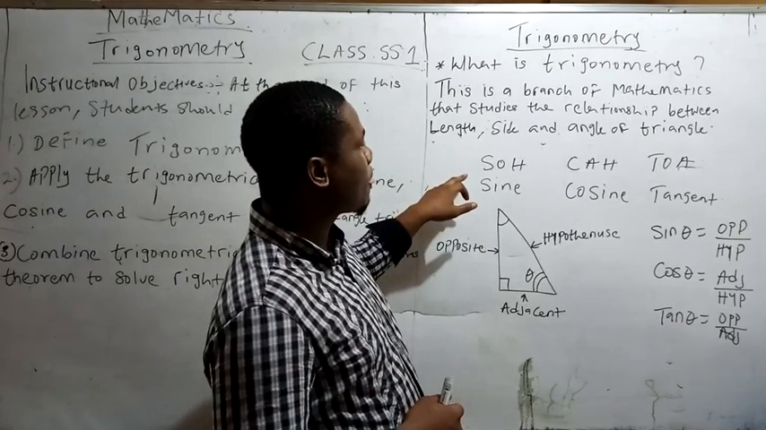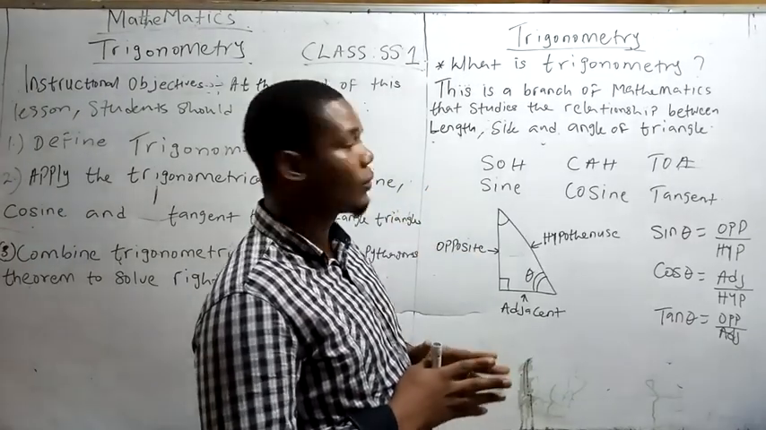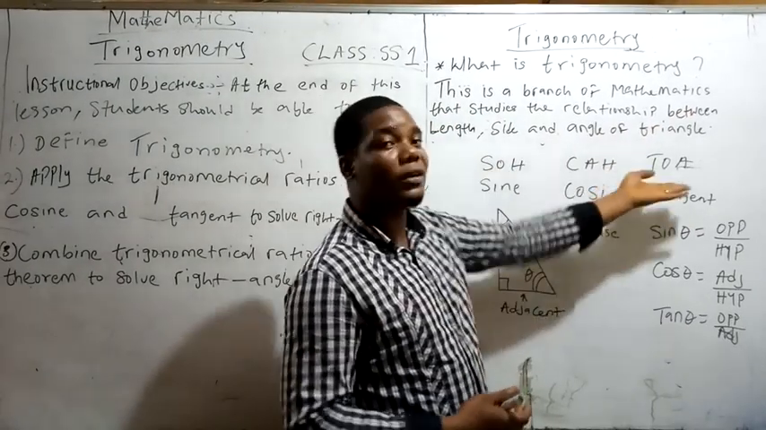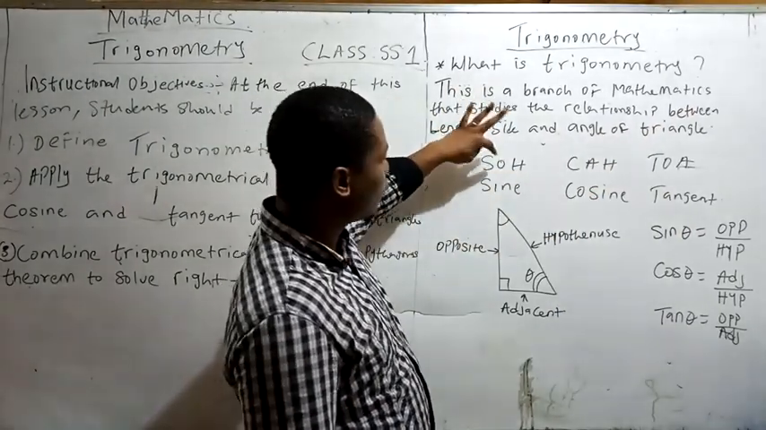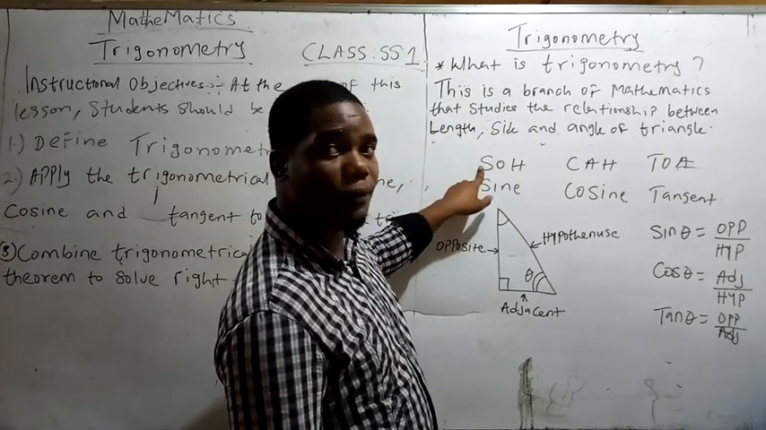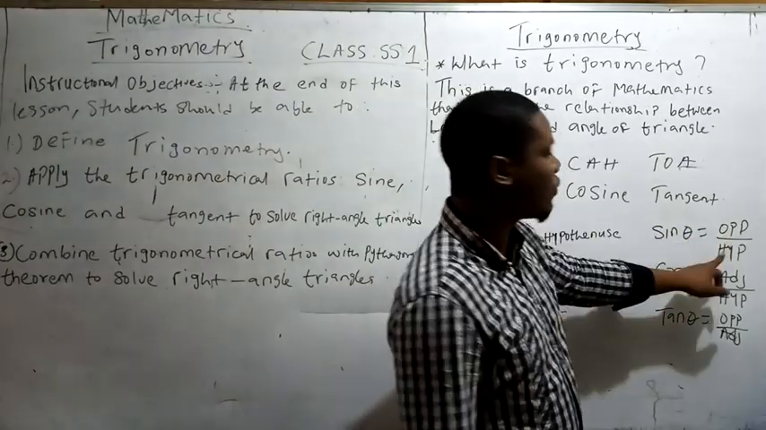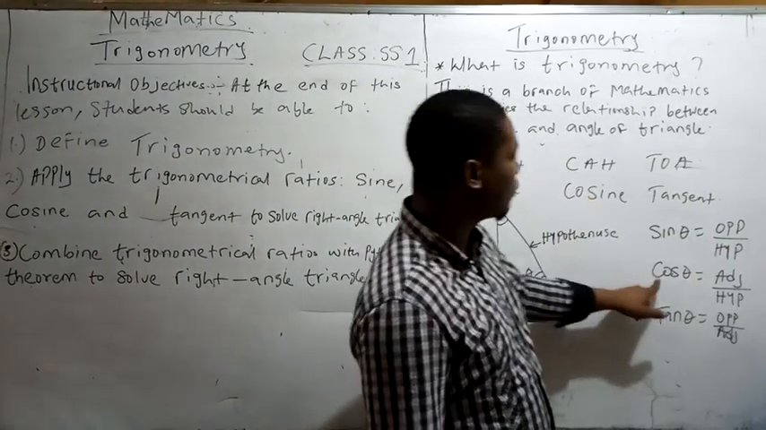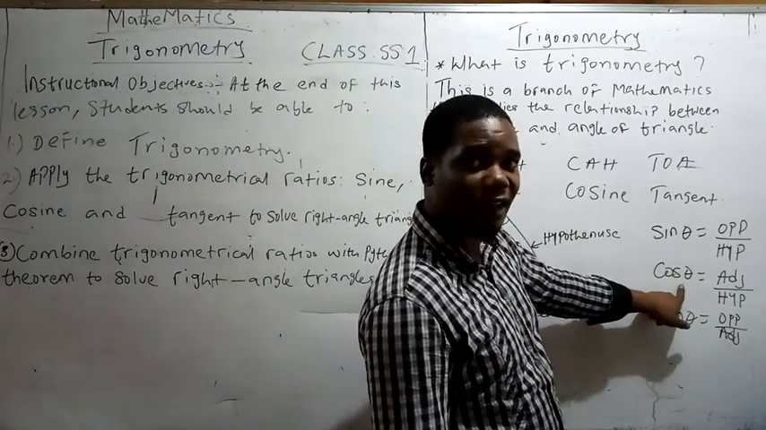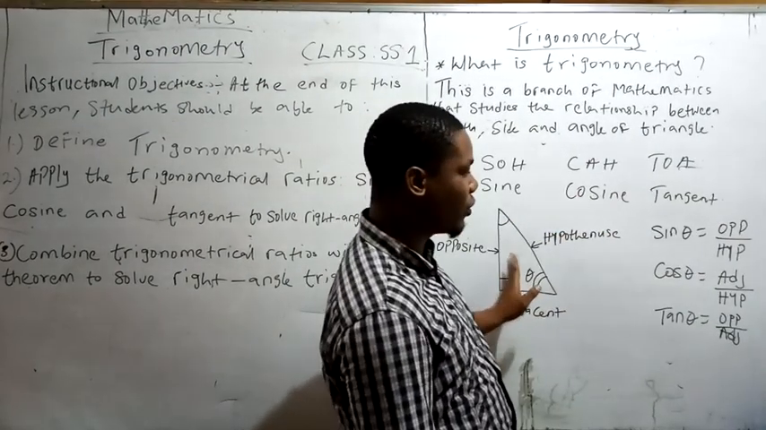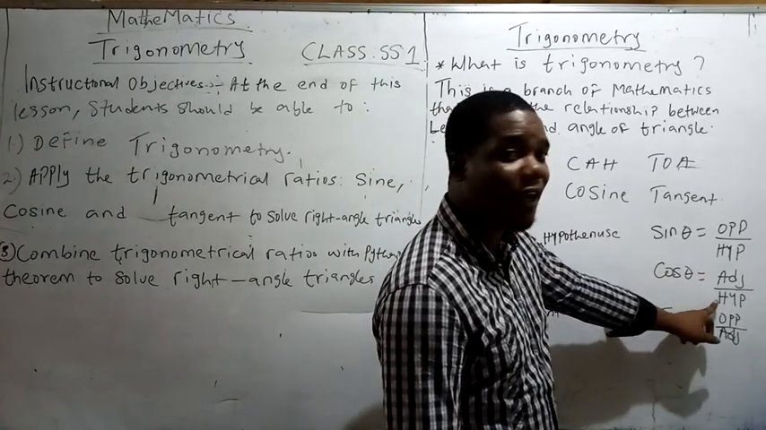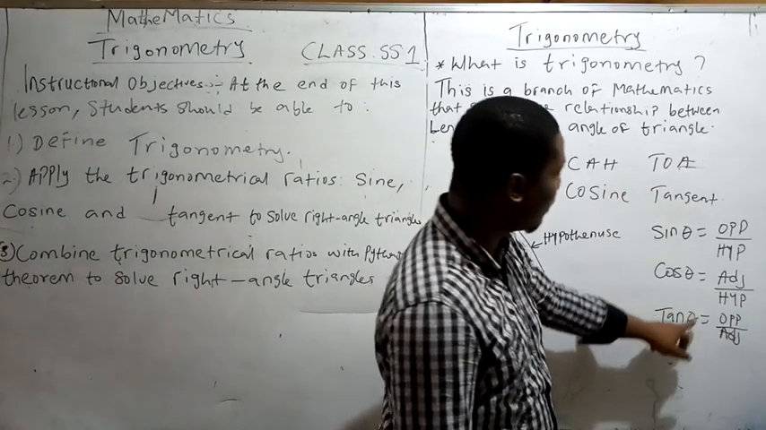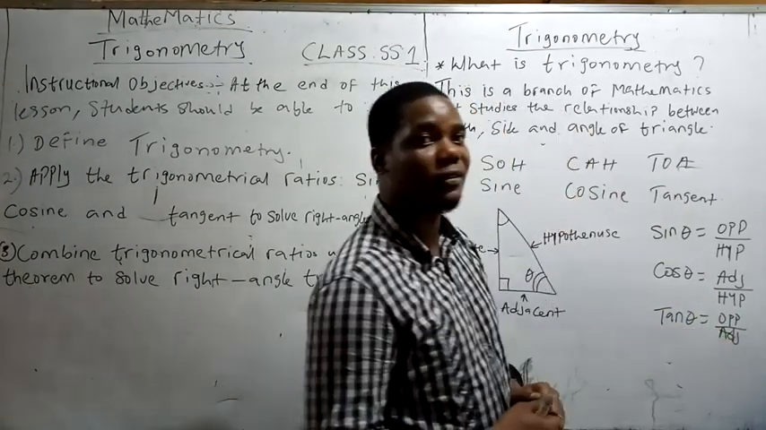we now come back to an abbreviation, SOHCAHTOA. What is SOHCAHTOA? SOHCAHTOA simply means sine is for SOH, which means opposite over hypotenuse. What is CAH? It means cosine, which is cos theta, from our right angle triangle here, which means adjacent over hypotenuse. Then we come back to tangent, which is TOA. TOA means opposite over adjacent.